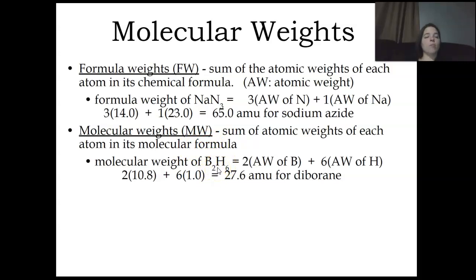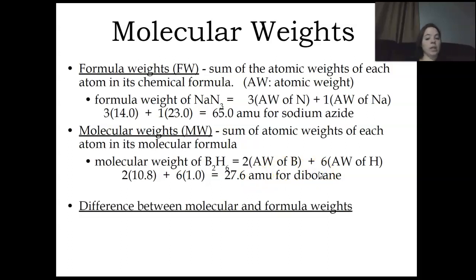diboron hexahydride. So looking at this, we've got 2 borons and 6 hydrogens. So you're going to times that by their weight. Ideally, I would probably stick to the ones. I would round up to the ones. So it'd be 2 times 11, 6 times 1. You add them up, and you should get roughly 28 AMU diborane.